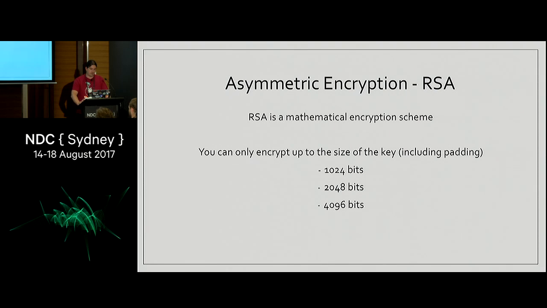One of the downsides of RSA is that because it's mathematical and all based on modulus arithmetic, you can only encrypt up to the size of the key. So you're limited on how much data you can encrypt in one go. Which seems like a bit of a limitation, but as we'll see later, it doesn't really matter, because when we start combining a lot of these systems together, we get a lot of benefits.